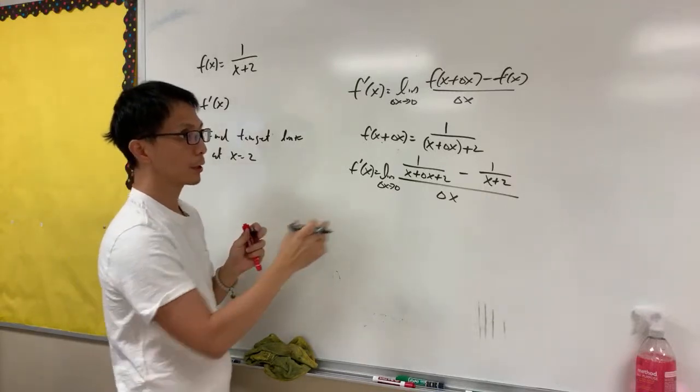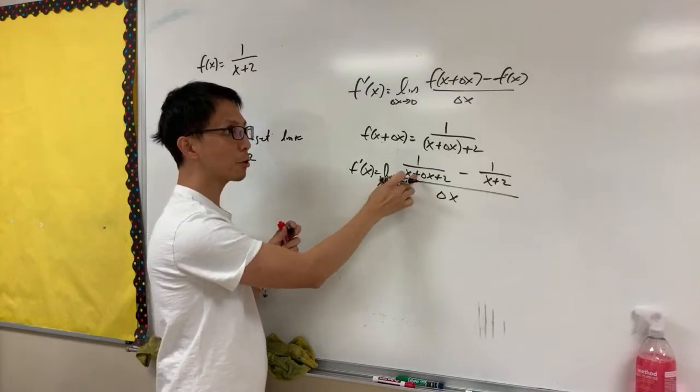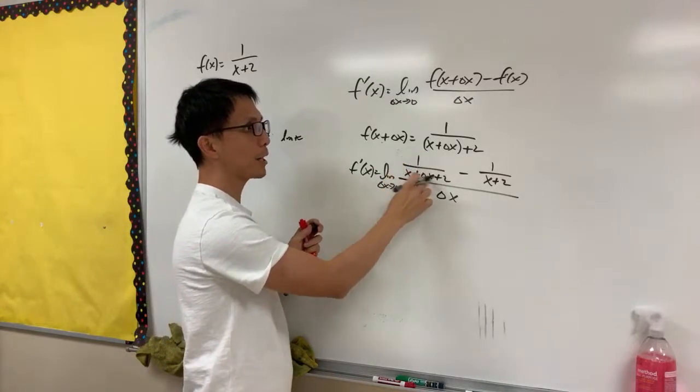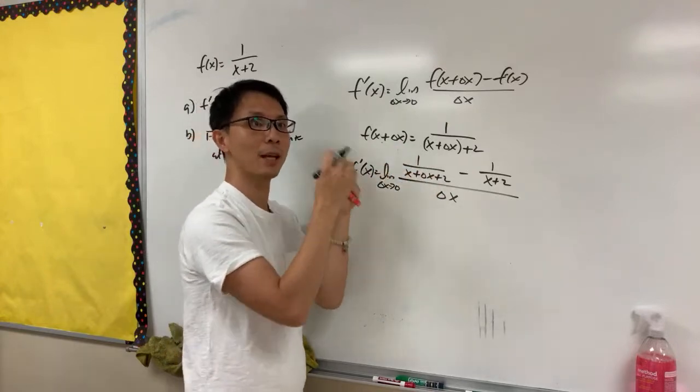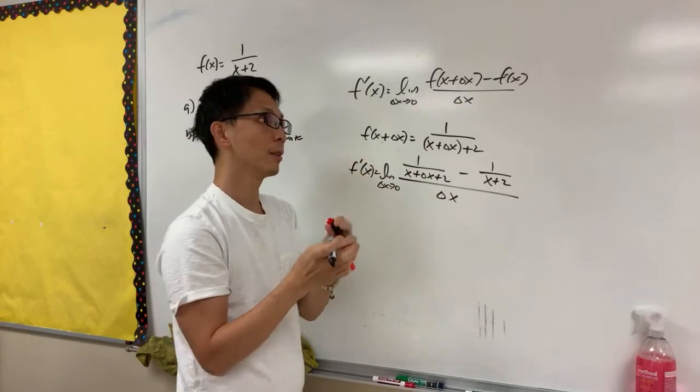Super close up. Okay, so do you understand? I just replace that. Instead of 1 over x plus 2, I'm going to use 1 over x plus delta x, because of the x, I'm going to replace it as x plus delta x. Are we okay here?